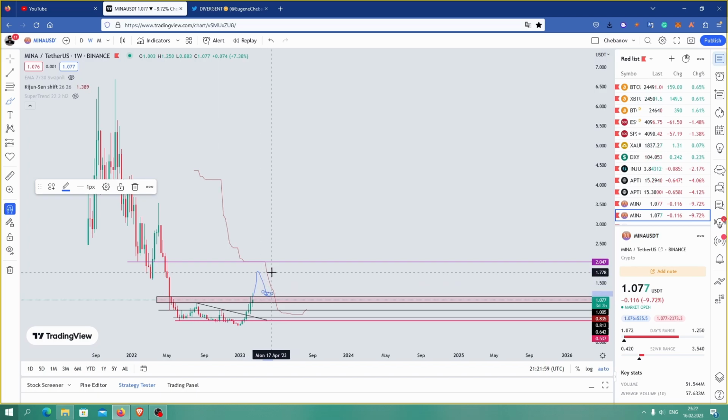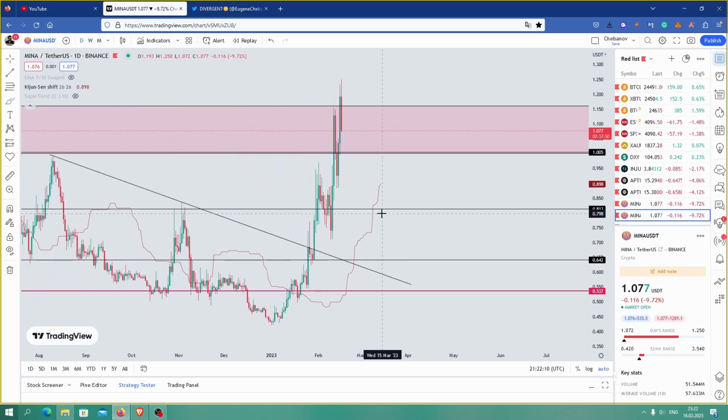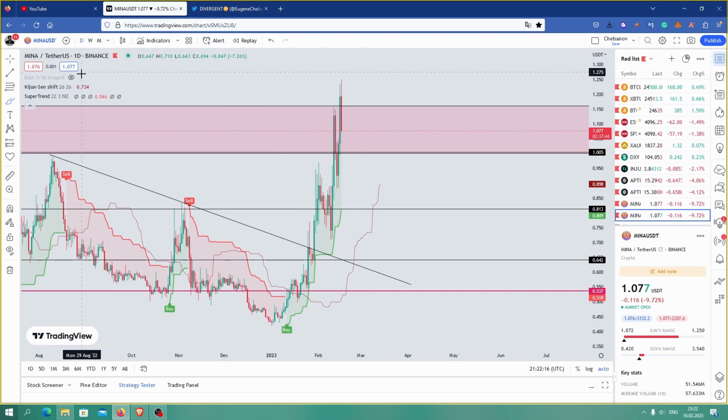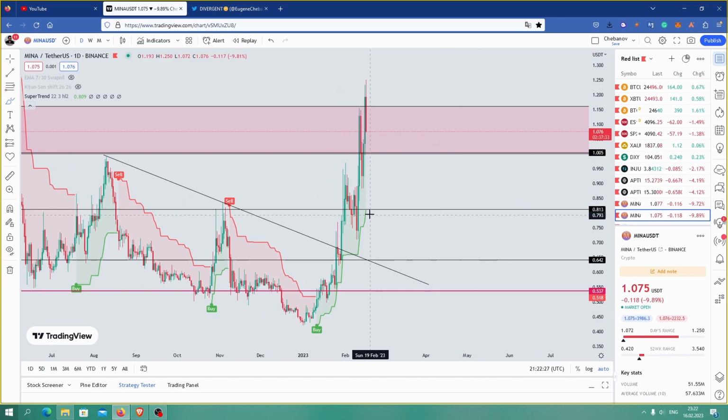I'm not selling it. MINA is one of my top priority assets in my portfolio, but as I can see, we need to see how this weekly is going to close, and for now I don't like what I see, because we kind of broke this resistance, but we are returning back, and if daily closes this aggressive, then we probably are going to retest the support here.